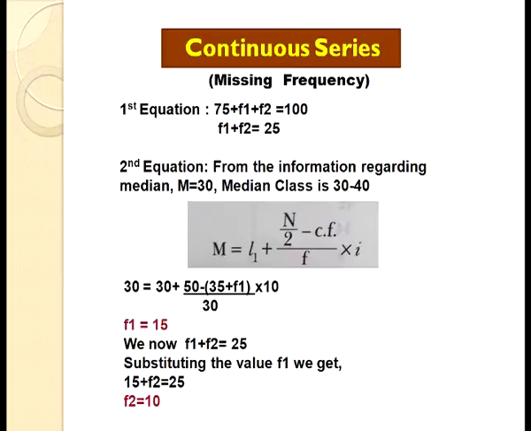Now what are we going to do? We are going to substitute the value of F1 in the equation F1 plus F2 is equal to 25. Hence we get F2 is equal to 10. So students, we have learned how to compute median in case of missing frequency also.